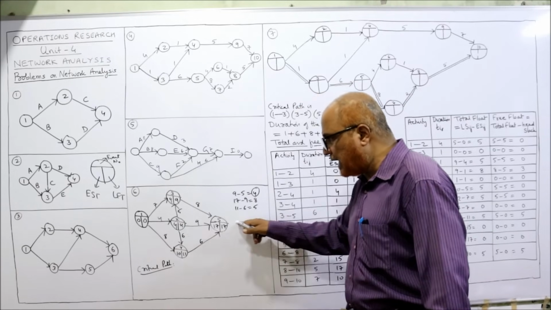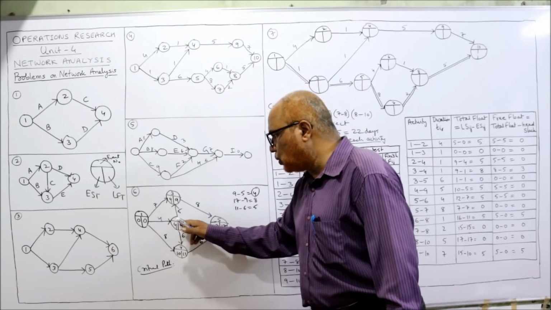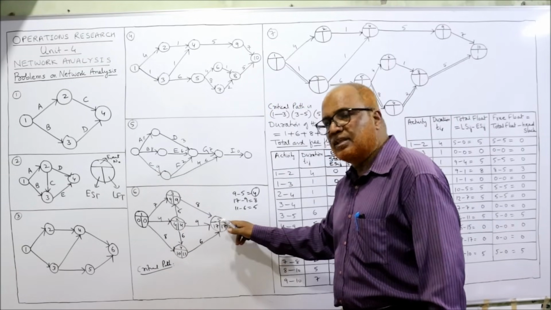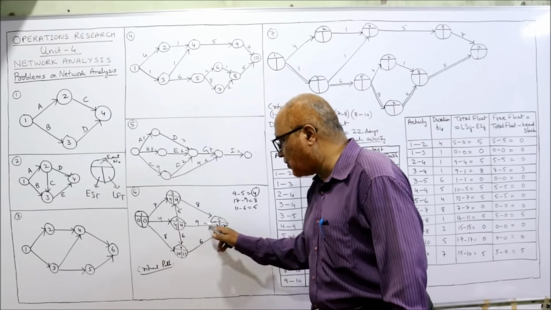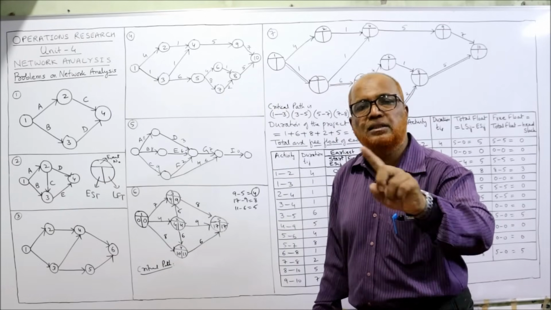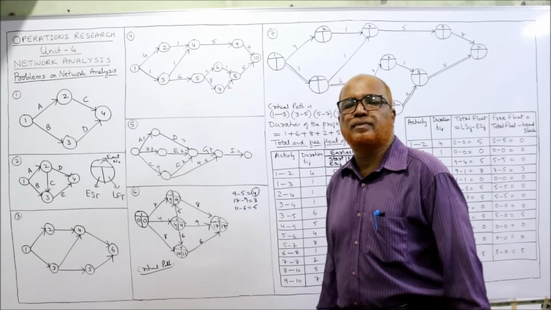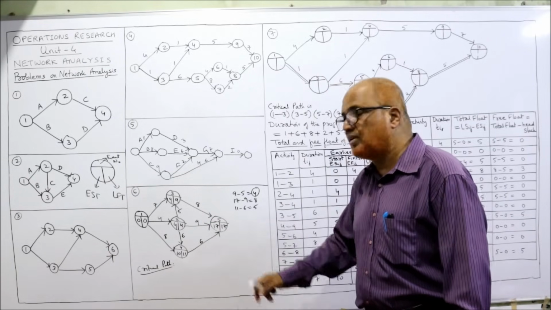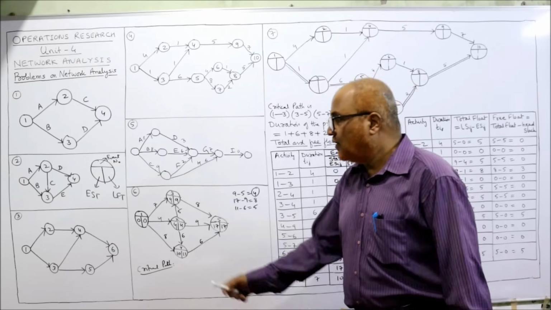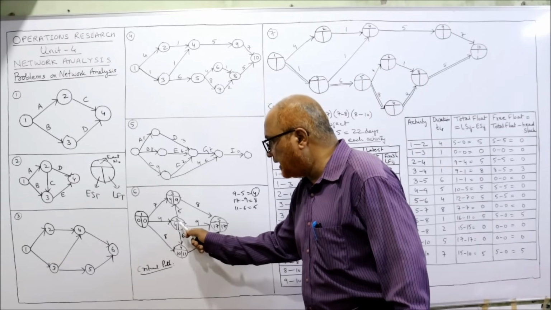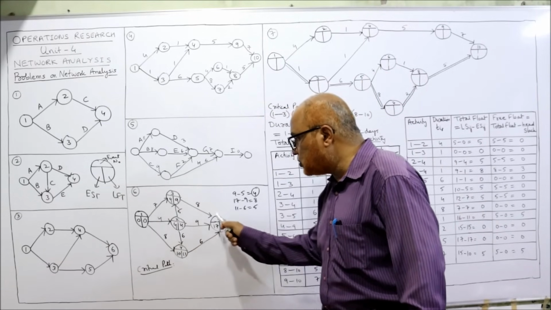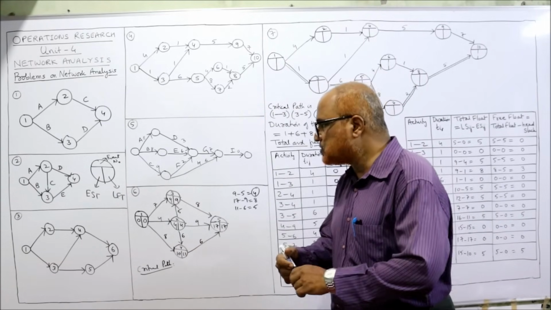Going directly like this, 1 to 2, 2 to 5. These are also same, 0, 0, 4, 4, 17, 17. But again, this is not critical, because if you add up 9 plus 4, 13. But here we got 17. So how to go? 1 to 2, then 2 to 3, 3 to 5. Like this we will go.